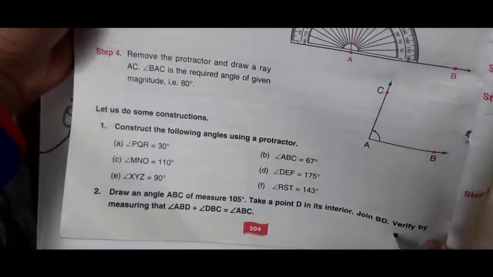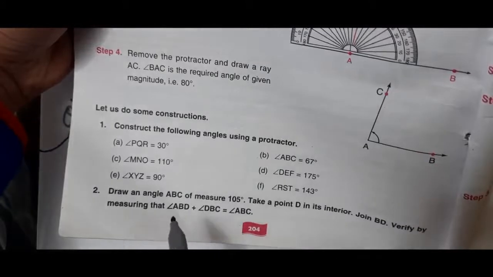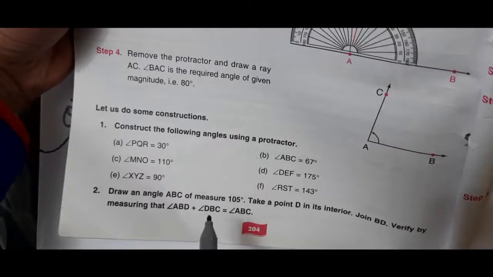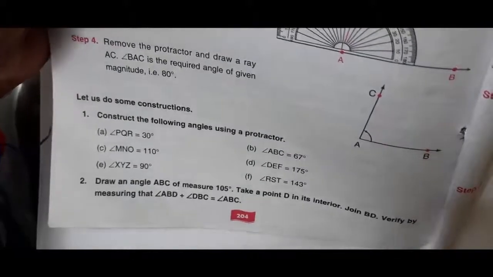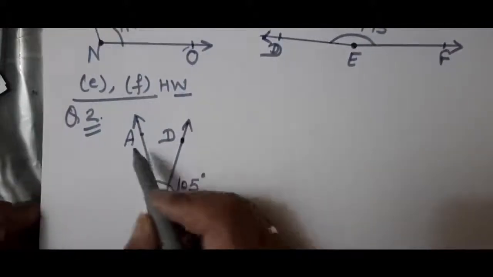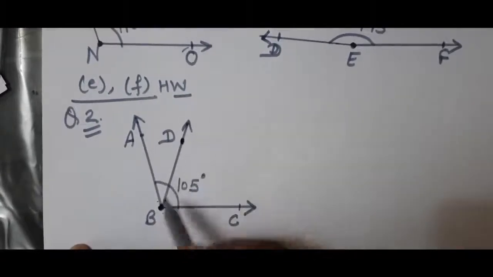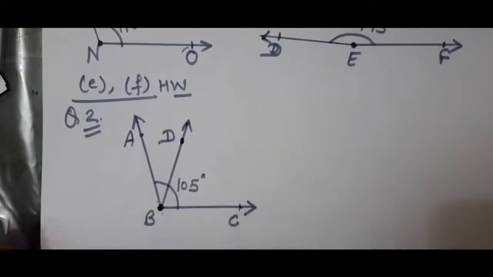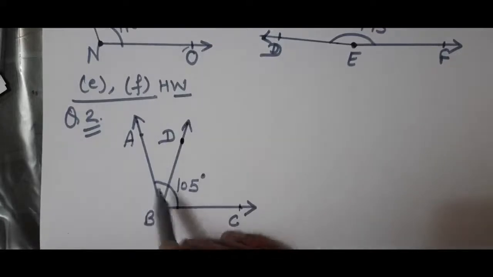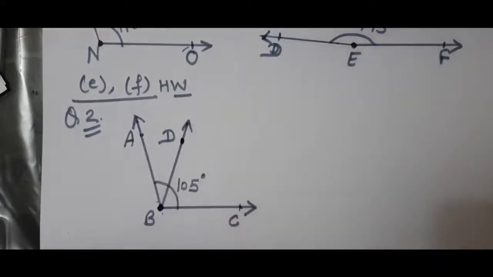You have joined BD, both the points. Verify by measuring that angle ABD plus angle DBC is equal to angle ABC. So we will find where ABD and DBC are: ABD, this angle, and DBC, this angle. You have to measure. That means the sum of these two angles will be equal to angle ABC, the complete angle 105.